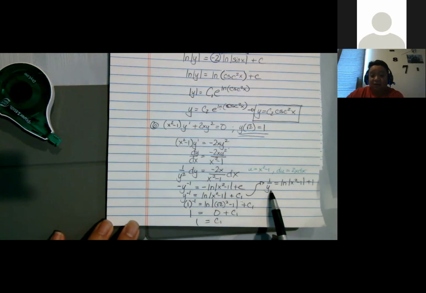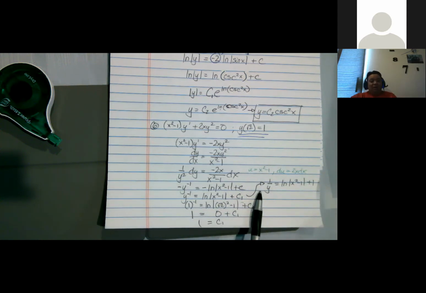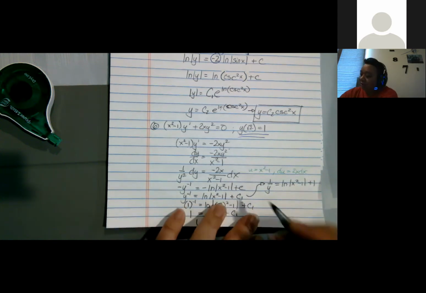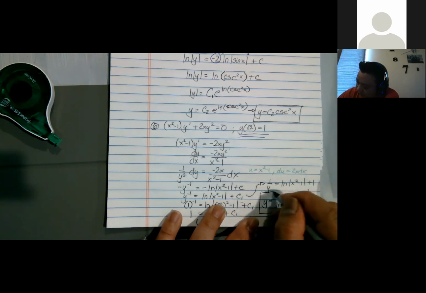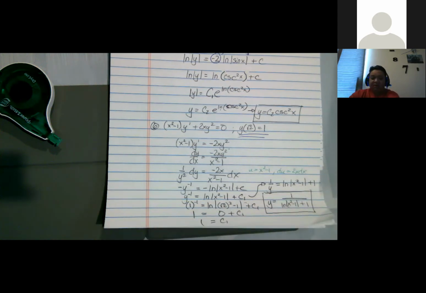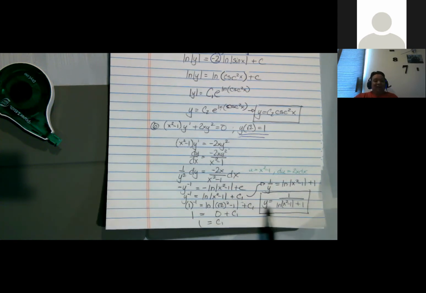And then now solve for y. Well, the easiest way to do it is to flip it, right? So it's 1 over y and then do the reciprocal. And so that means y is 1 over ln of x squared minus 1 plus 1. And there is your final answer.